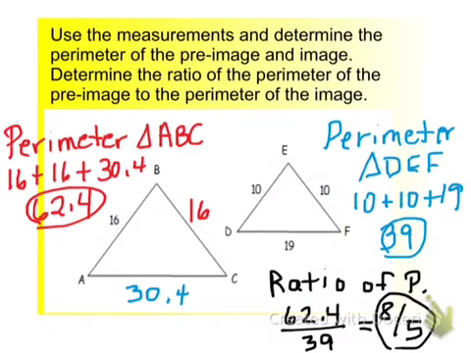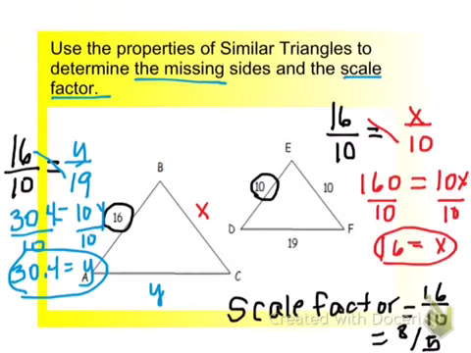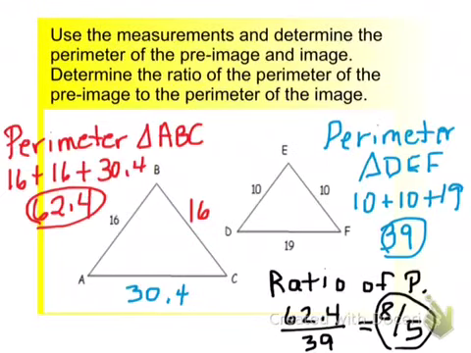And look, if I compare that, that should be familiar, because back on the first slide, the scale factor was also 8 over 5. So the ratio of the corresponding sides is always going to be the same as the ratio of the perimeters. And that shows here.